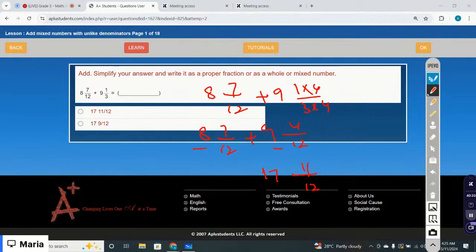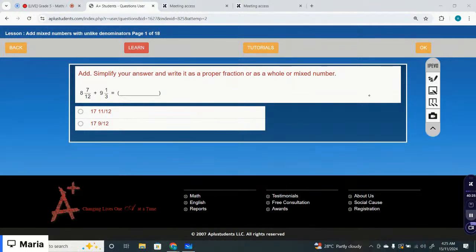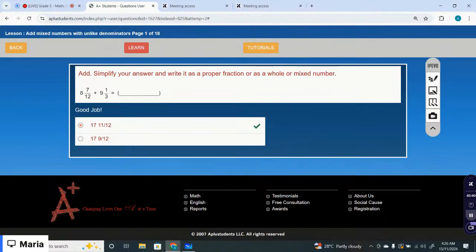Option number 1 is the correct option, that is 17 whole 11 over 12. When you are making their denominator same, you just have to multiply the fractional part with the number, not the whole part, right?